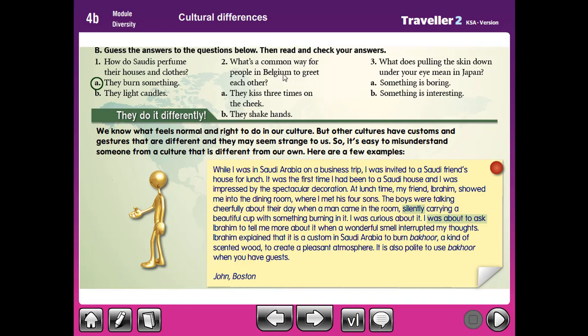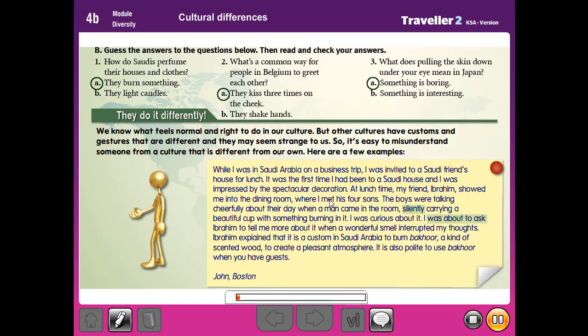What's a common way for people in Belgium to greet each other? Belgium is a country in Europe, right? They kiss 3 times on the cheek, or they shake hands. I think they kiss 3 times on the cheek. What does pulling the skin down under your eyes mean in Japan? It means that something is boring or something is interesting. I think it means something is boring. Let's listen to the text and then we will go to the next part.